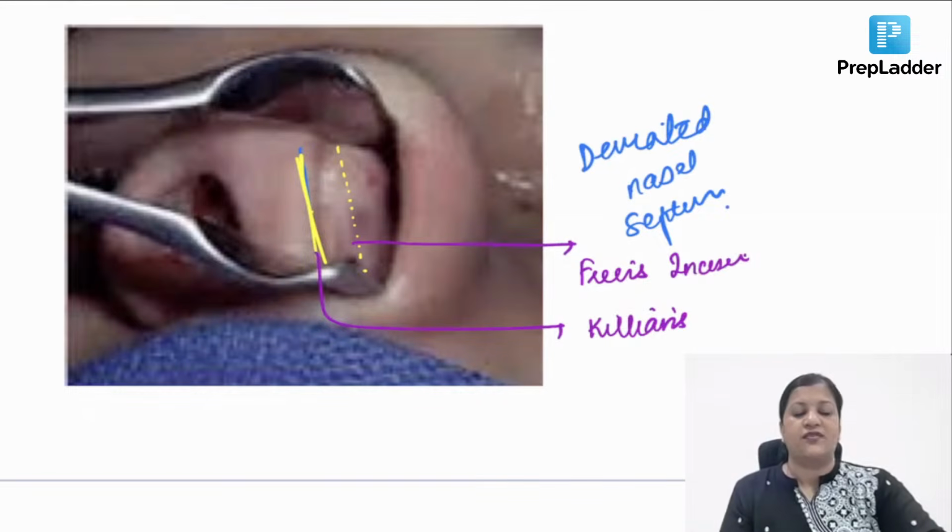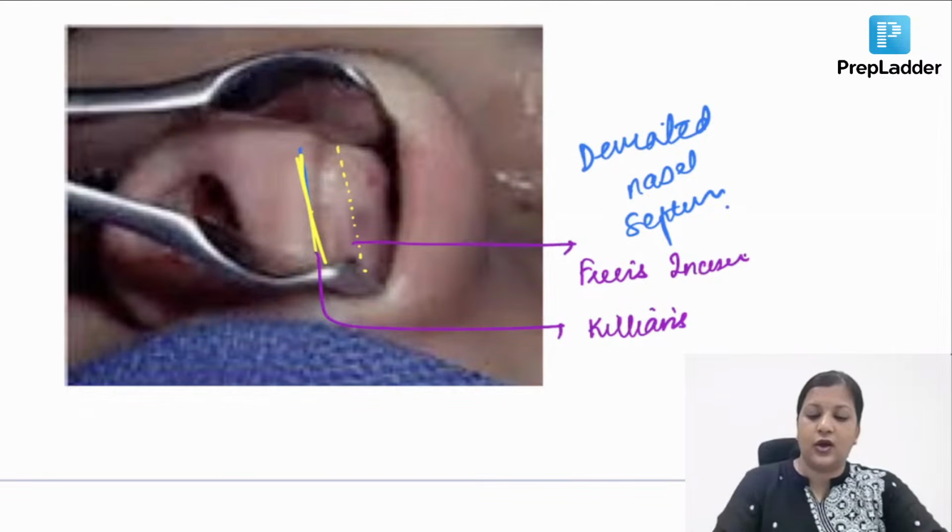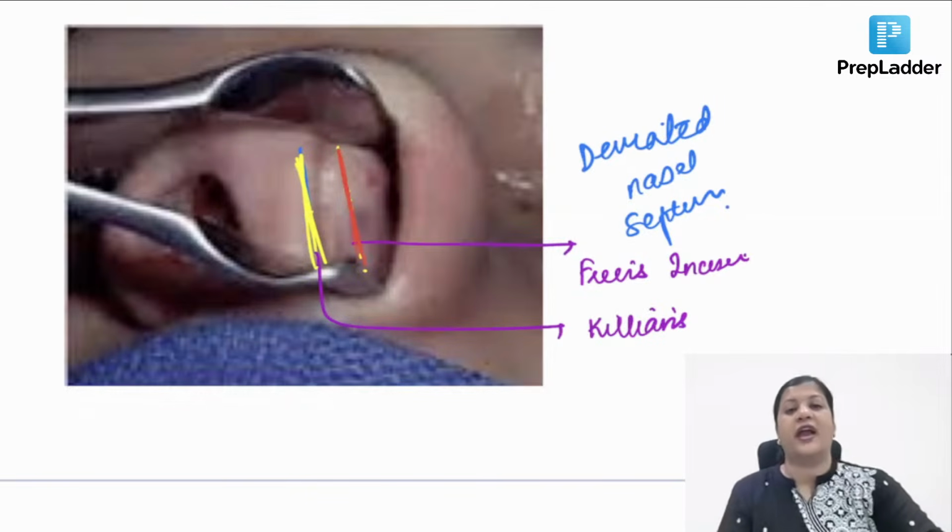Okay. So everyone got it? Killian's incision is done on the caudal margin of the septum, whereas Freer's is a little behind, 3 to 5 mm behind the caudal border of the septum.